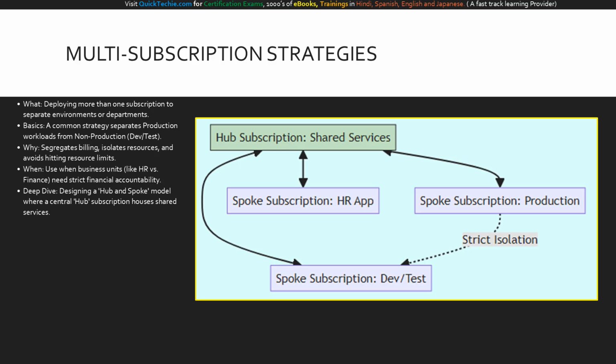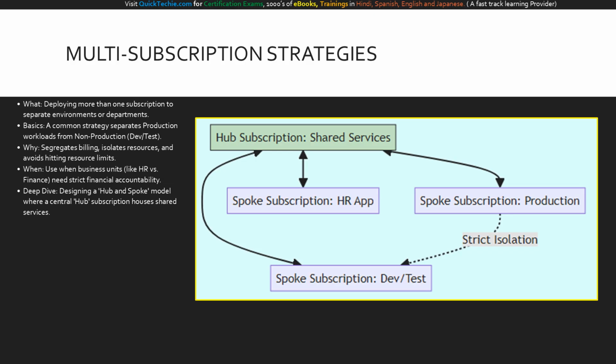Why do we do this? Firstly, it cleanly segregates billing and cost centers. Secondly, it provides strict resource isolation, ensuring a developer can't accidentally break a production database. Finally, it helps you scale without hitting those service quotas we discussed earlier.